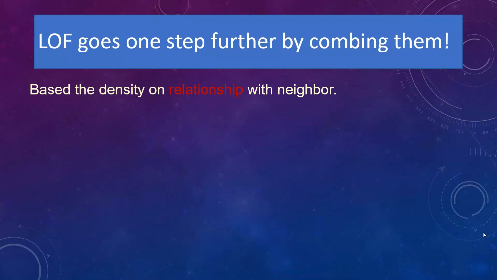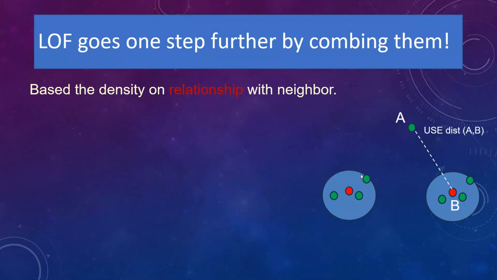But there's a twist to the plot here. The density is based on the relationship with the neighbor rather than just the distance to the neighbor. Let me explain what I mean by that. Let's take a look at this scenario. Here's a point A that we're interested in, and there's another point B. Now, the distance between A and B is quite large, so we're going to accept that distance as the relationship between A and B. Use exactly this distance.